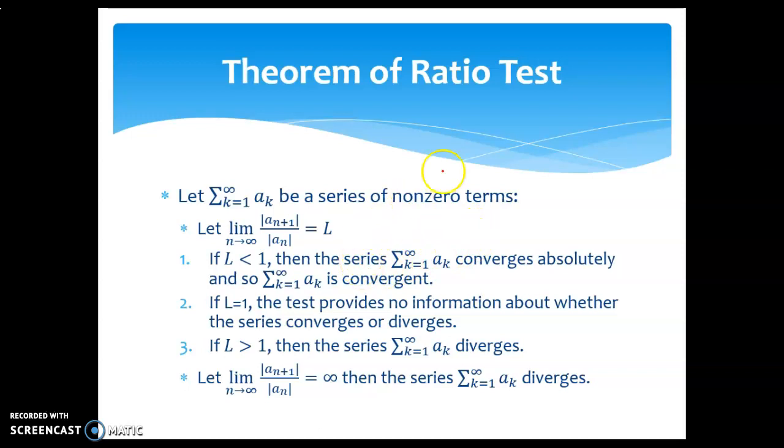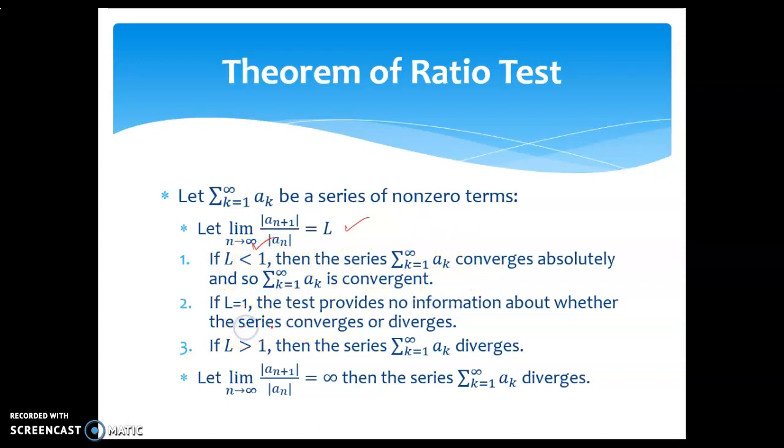So, theorem of the ratio test. If you have a series of a sub k from k equal to 1 up to infinity with non-zero terms, and we take the limit of a sub n plus 1 over a sub n and we get L, if L is less than 1, the series converges.